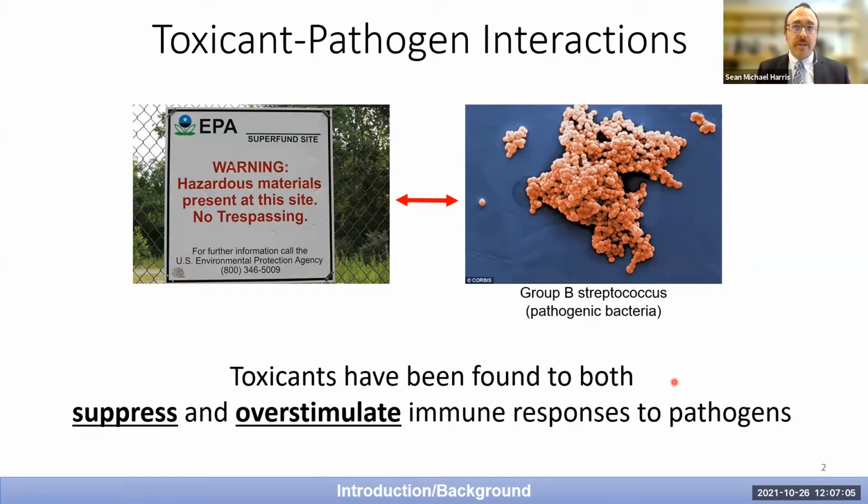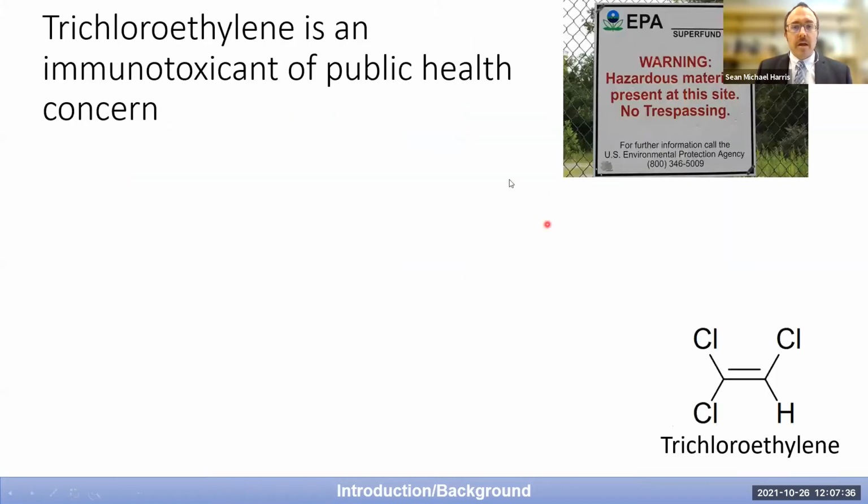And the research that's been done in immunotoxicity, at its most simple level, shows that chemicals in the environment that we're exposed to can either suppress immune responses or in some cases overstimulate immune responses to pathogens. So we see multiple mechanisms of toxicity that can take different forms. Today, I'm going to be focusing more on the idea of immunosuppression, or suppressing immune responses to pathogens. The chemical we study is called trichloroethylene. Trichloroethylene is an immunotoxicant, and it's generated public health concern for a few different reasons.